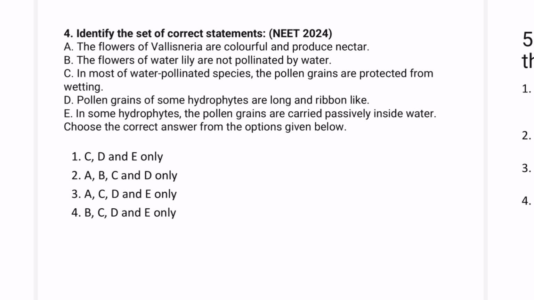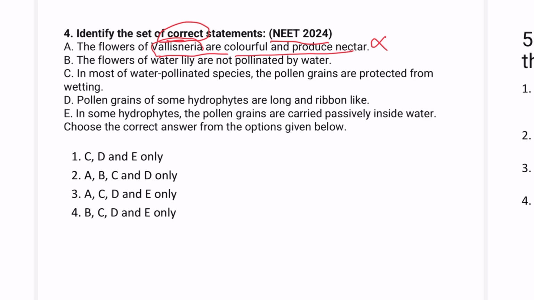This is a question from NEET 2024. And if you look at this question, they are asking us to find the correct statements among the list of statements. Now, if we read the first statement, the flowers of Vallisneria are colorful and produce nectar. See, Vallisneria is a plant which undergoes water pollination. In a plant which undergoes water pollination, they need not be colorful and they need not produce nectar, because being colorful and producing nectar are the characteristic features of insect pollinated flowers. So for this reason, statement A is the wrong statement.